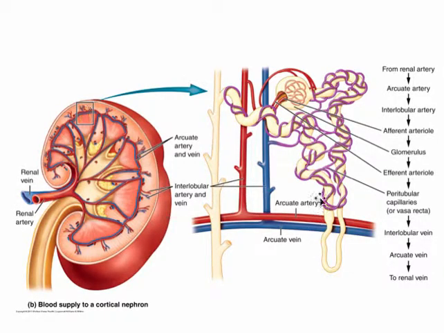If we look at this picture, we can see here is the arcuate artery, and it flows into the interlobar artery, and then we go into the afferent arteriole. Here's the glomerulus. We come out, it's the efferent arteriole, and then into this capillary bed. And so this one is the peritubular capillaries. This picture is taken from the cortex region, and so this is a cortical nephron.